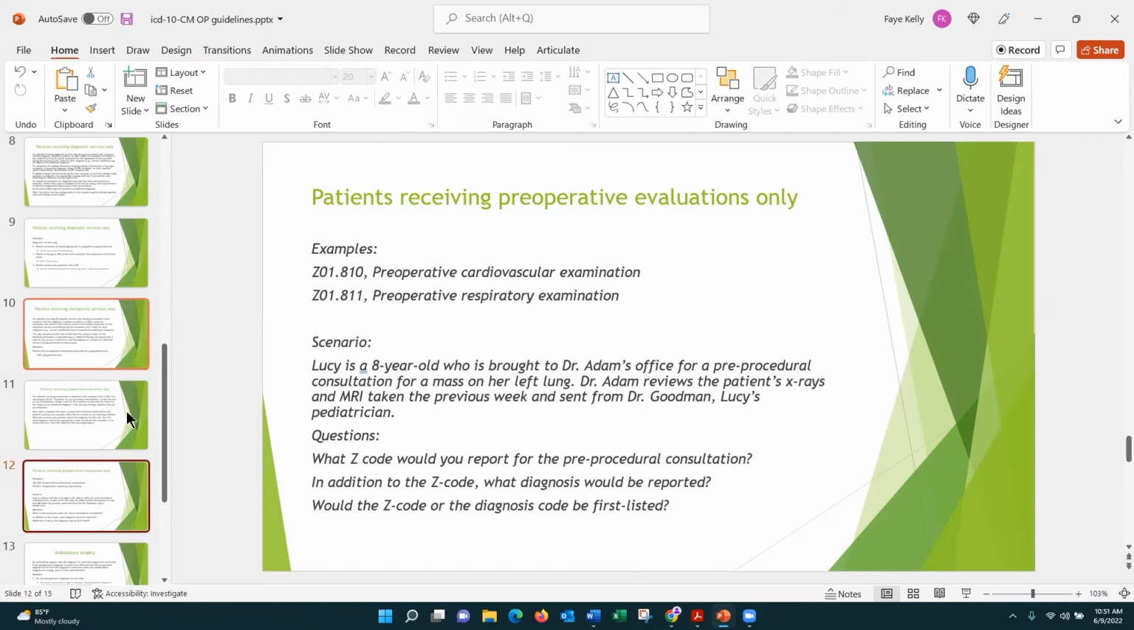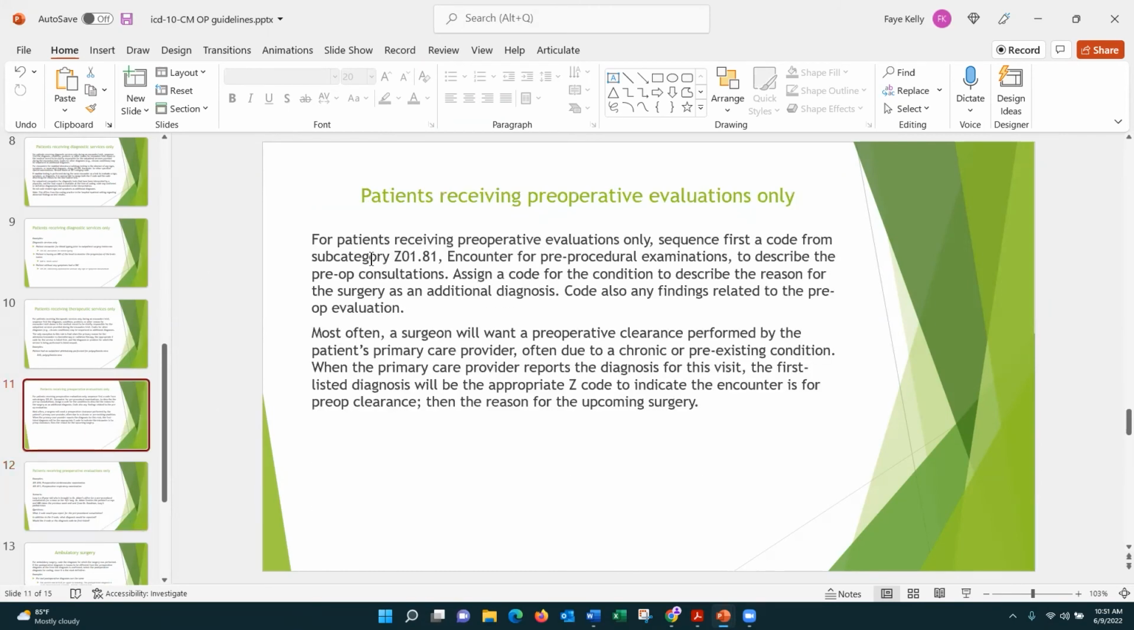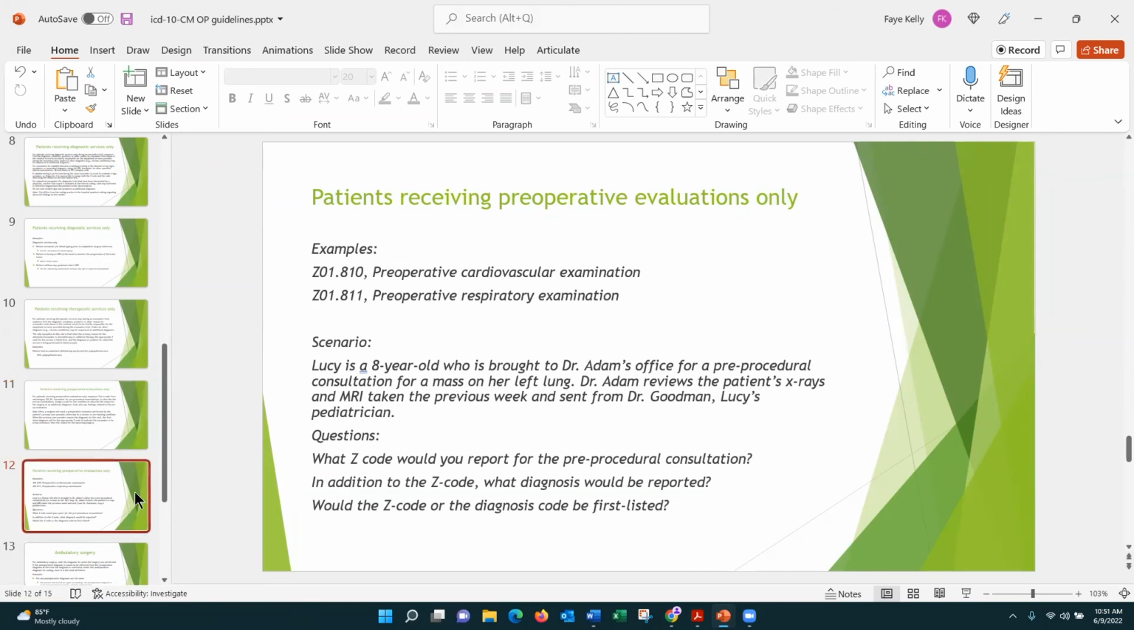This is, and as it told you here, this is subcategory Z01.81. That lets you know that that's not a complete code when you see the word subcategory. So if I come over here, I see Z01.810 for pre-op cardiovascular exam. And then the 811 would be a pre-op respiratory.